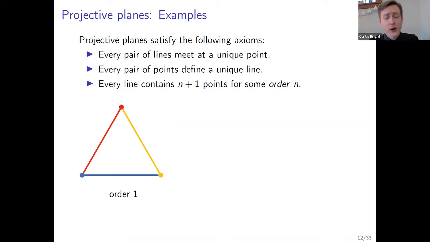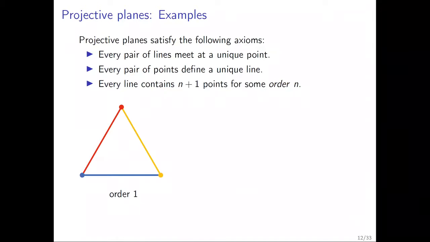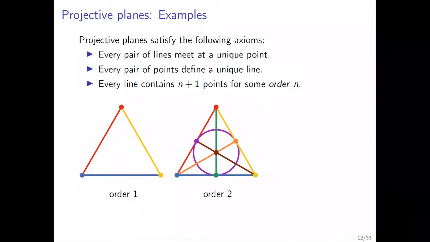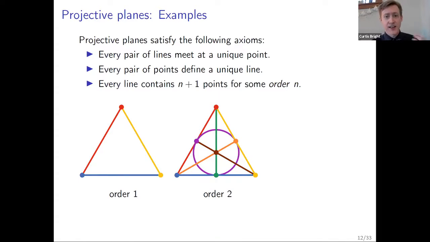Quite quickly you can check that a triangle satisfies those axioms. It's the simplest possible case, right? Any two vertices define a line, any two lines define a vertex, and there are 2 points on every line. So the question is, can we go higher? Can we go to order 2? And indeed, it turns out you can, and here it is.